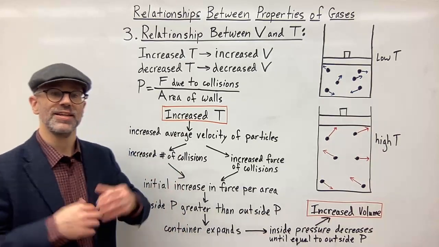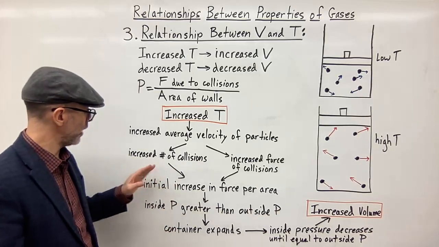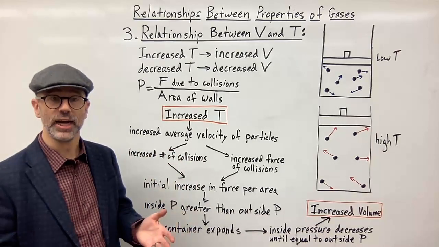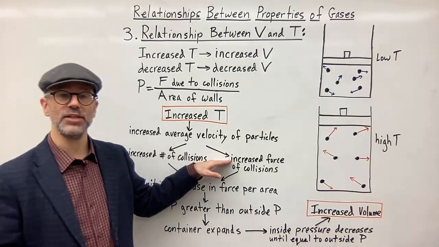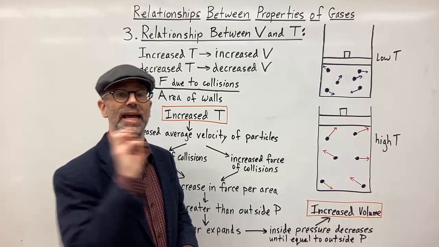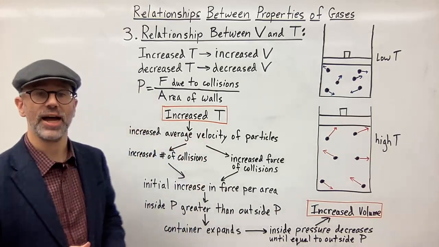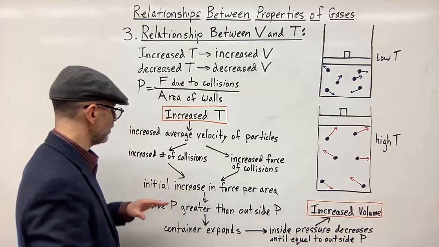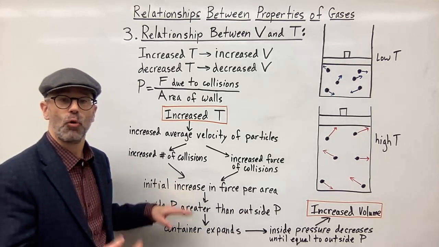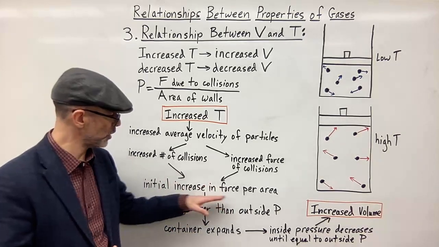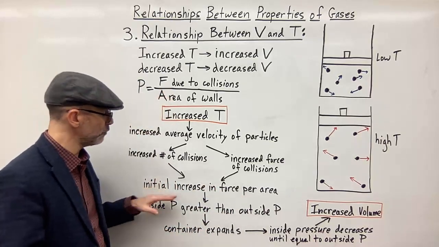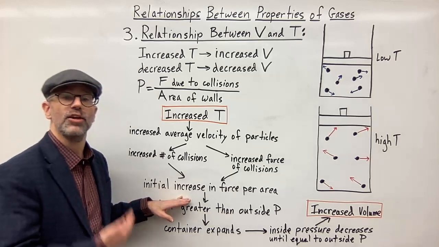Once again, if you increase the velocity of the particles, that's going to have two effects. It's going to increase the number of collisions because the particles are moving faster, so you get more collisions per second. And since they're moving faster, they're going to hit the sides of the container harder. Therefore, each individual particle will apply a greater force to the side of the container. Add these together, and there's going to be an initial increase in the force per area, which is pressure. Therefore, the initial pressure is going to increase.